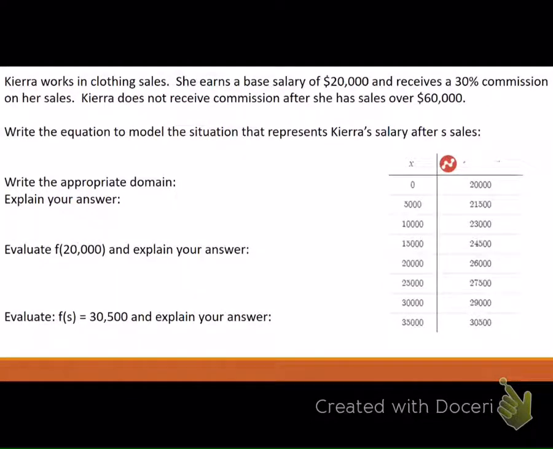Kiera works in a clothing store, in clothing sales. She earns a base salary of $20,000. It's a really expensive clothing line. And receives 30% commission on her sales. What's a commission? Okay, good question. What is a commission? Does anybody know?